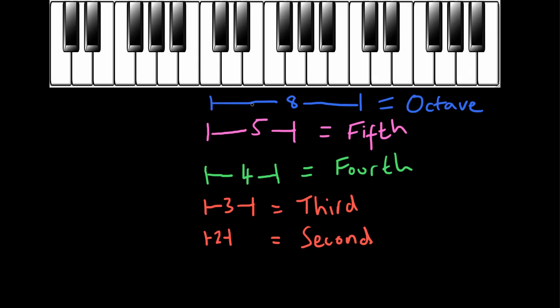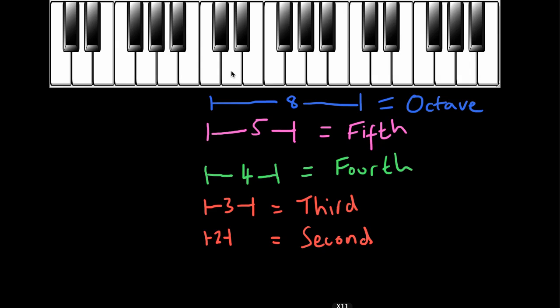Now you may be thinking, well, I already know another name for the distance between C and D on the keyboard. That's a tone, and you're right that there's a few different names for these ways of describing spaces in pitch. And yes, it is a tone, but it's also known as a second, and there'll be times when that'll be very useful information to know.